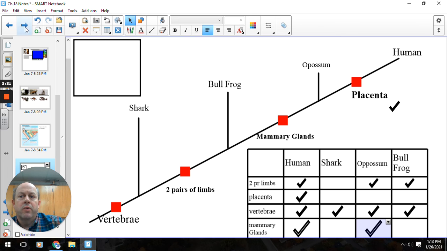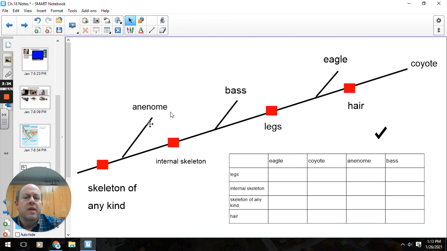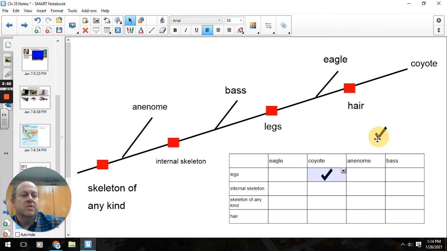That's one way we would see these. Another way would be if we have the phylogenetic tree, then we want to be able to check the trait boxes. Even if we don't know exactly what those traits mean, we should still be able to tell whether or not something has that trait. So if we're talking about the coyote, it's got four traits below it, so the coyote would get a check for all of these. If we're talking about the eagle, it has the traits legs, internal skeleton, and skeleton of any kind below it, but it does not have anything for hair. So we would have to leave that one empty because hair was above it.